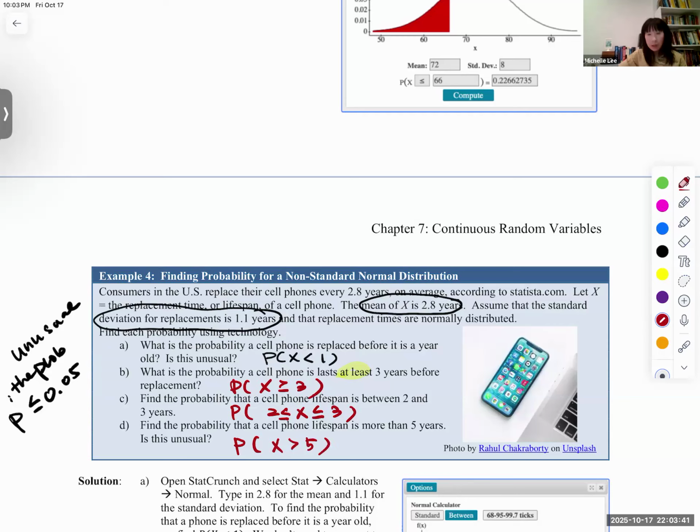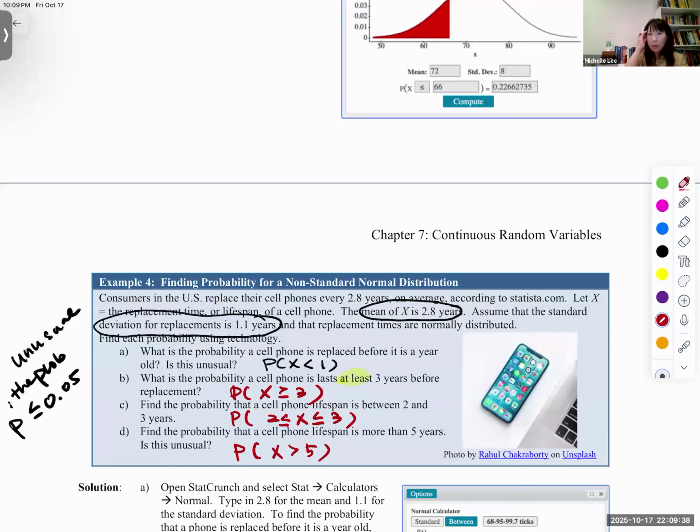Okay, let's do StatCrunch. Yeah, let me take a picture of this. Let me show you everything. Okay. Oops. Hold on a second.